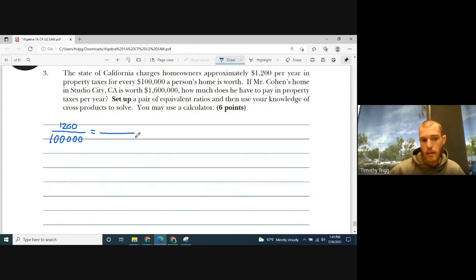Taxes over the house property. So when you set up your second fraction in order to complete the proportion, the second fraction should also have the taxes over the property worth. So in this case, Mr. Cohen's home is worth $1,600,000. Would that go on top or on bottom? Well, hopefully you see that the worth of the home goes on bottom. Okay, and we do not know how much taxes, right? It says how much do we pay in taxes? So this is the unknown thing that we're trying to find.